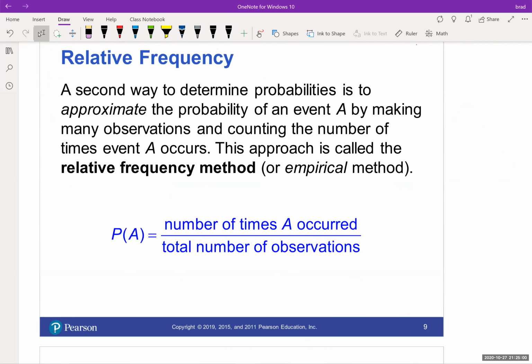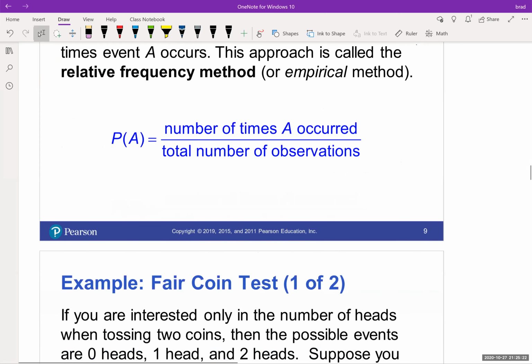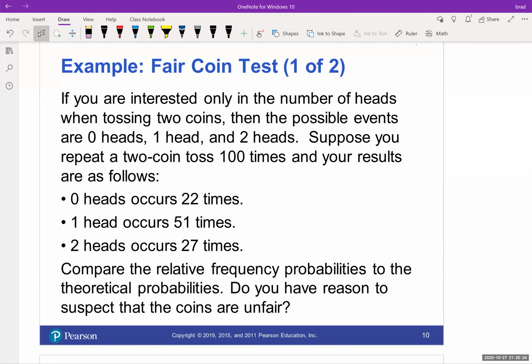So relative frequency, a second way to determine probabilities, is to approximate the probability of event A by making many observations and counting the number of times event A occurs. This approach is called the relative frequency method or empirical method. So what it says is the probability of event A occurring is equal to the number of times A occurred divided by the total number of observations. Okay, so let's try that here. So it says a fair coin test.